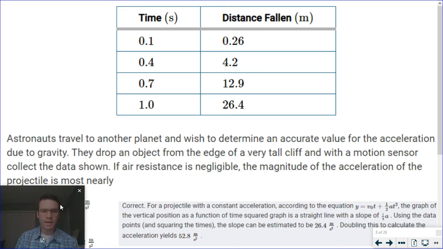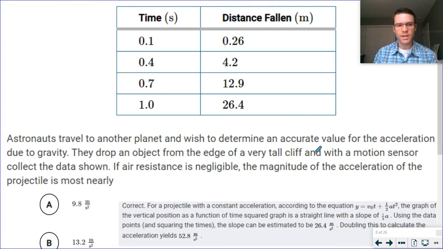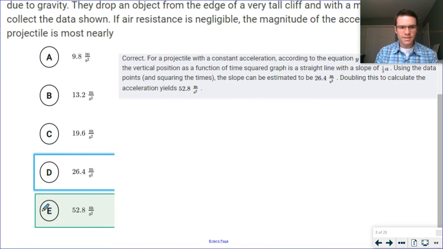Okay, let's look at our next one here. Astronauts are traveling on their planet. They wish to determine the value of acceleration due to gravity. They drop an object from the edge of a tall cliff, and this data is collected. And they want you to determine the acceleration of this object. The answer key gives you E as the correct answer, 52.8 meters per second squared.